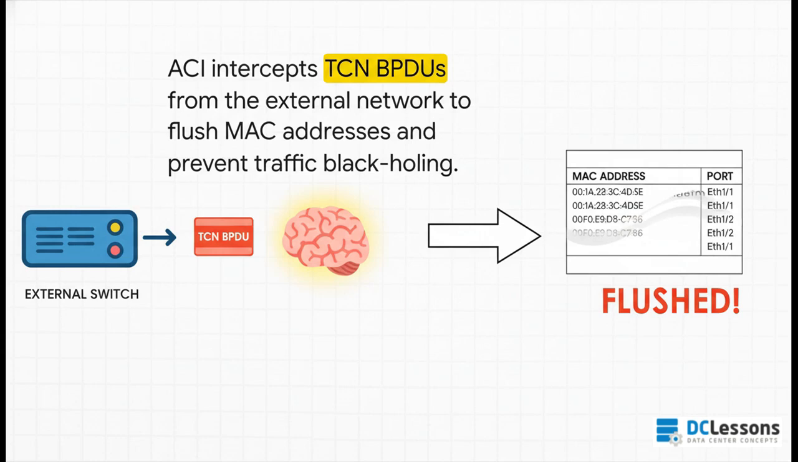ACI also has a pretty smart way of handling topology changes in the outside world. When an external switch sends out a topology change notification, or a TCN BPDU, the ACI fabric actually intercepts it. It uses that as a signal to go ahead and flush the MAC addresses it knows about for that VLAN. This helps the whole system converge much, much faster and helps prevent that black holing issue we talked about earlier.